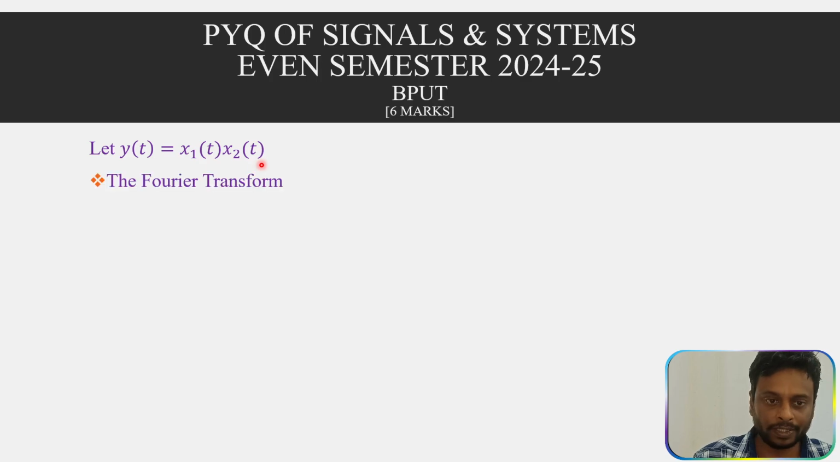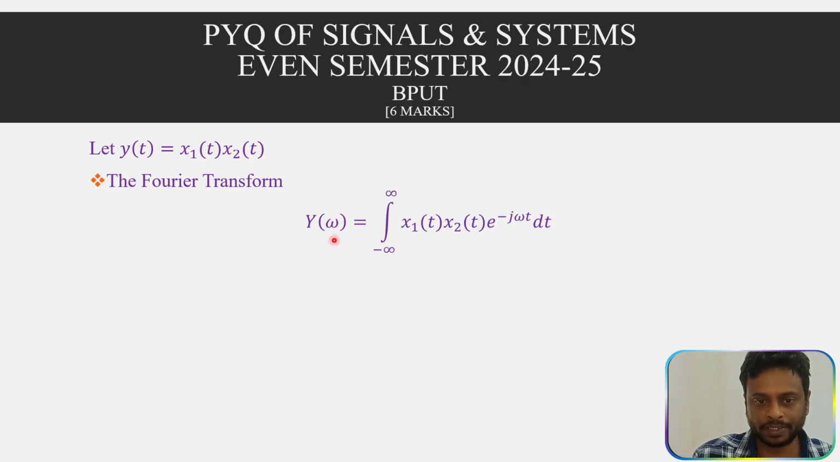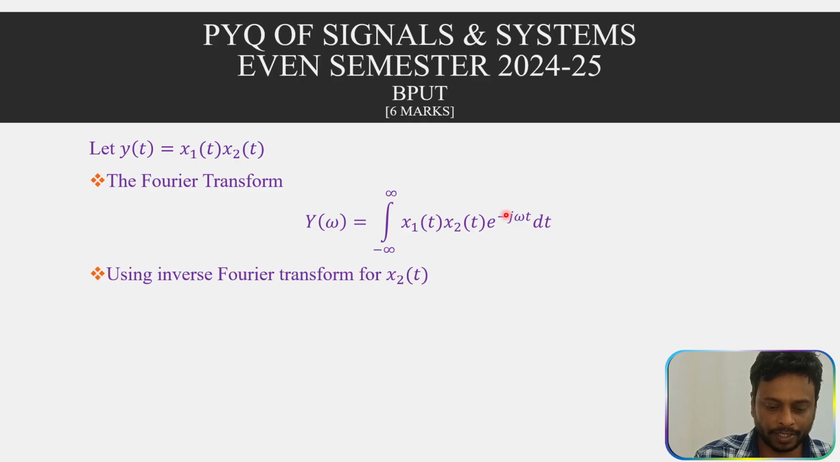This is the multiplication in time domain. So here the Fourier transform is Y of omega, that will be the integral from minus infinity to plus infinity of x1 of t into x2 of t, into e to the minus j omega t dt. Or you can write j omega also. So the inverse Fourier transform is x2 of t equal to 1 upon 2 pi.